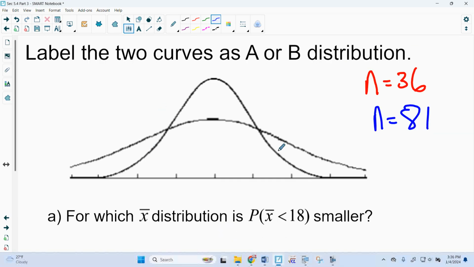How do we know which is which? Well, that goes to that standard error. We know the bigger the sample size, 81, that means you divide by the square root of n, right? So this one would have sigma over the square root of 36. This would have sigma over the square root of 81. So this is a smaller number, which means the blue is this graph.